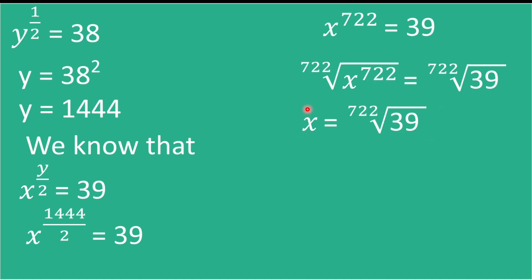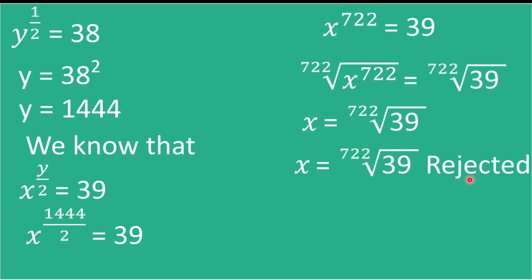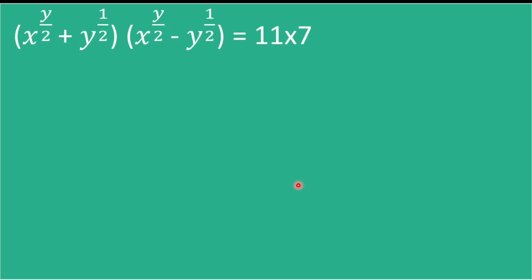In the start we have said that x and y belong to natural numbers, and this is not a natural number, so therefore we will reject this value. So this value is rejected, and now we will study case 2.